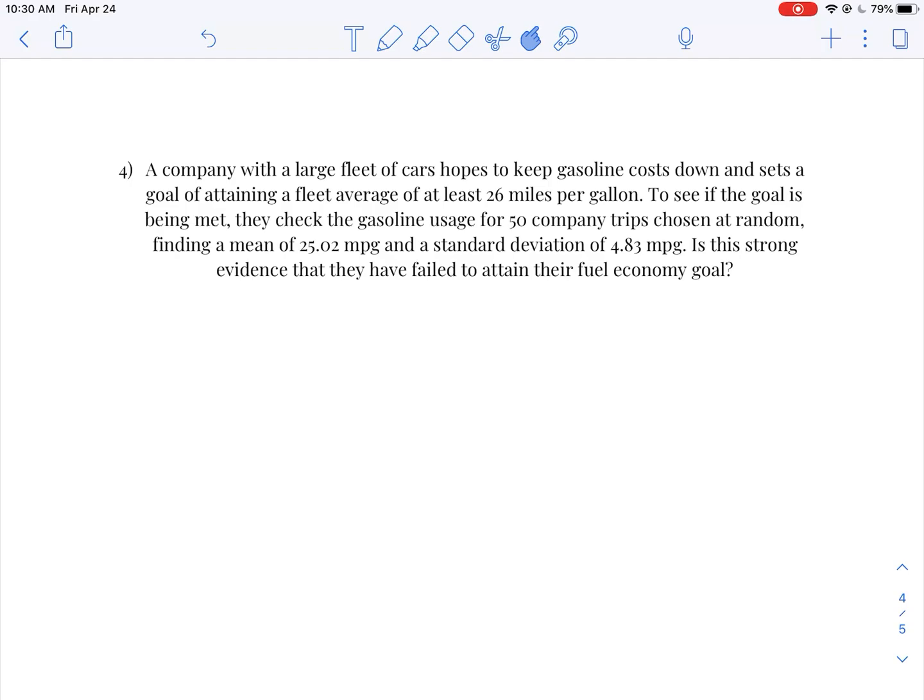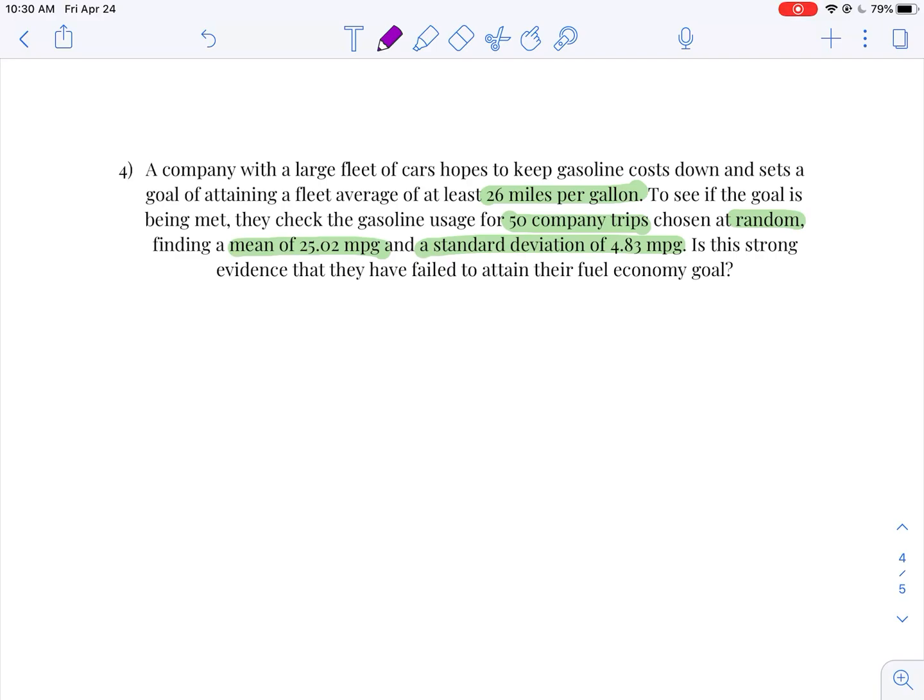Alright, so for this one, we have a company with a large fleet of vehicles. They're hoping to keep gasoline costs down and set a goal of attaining a fleet average of 26 miles per gallon. I'm going to highlight that since I'm going to need it. To see if the goal is being met, they check the gasoline usage for 50 company trips, chosen at random, and find a mean of 25.02 miles per gallon and a standard deviation of 4.83. Is this strong evidence that they have failed to attain their fuel economy goal?